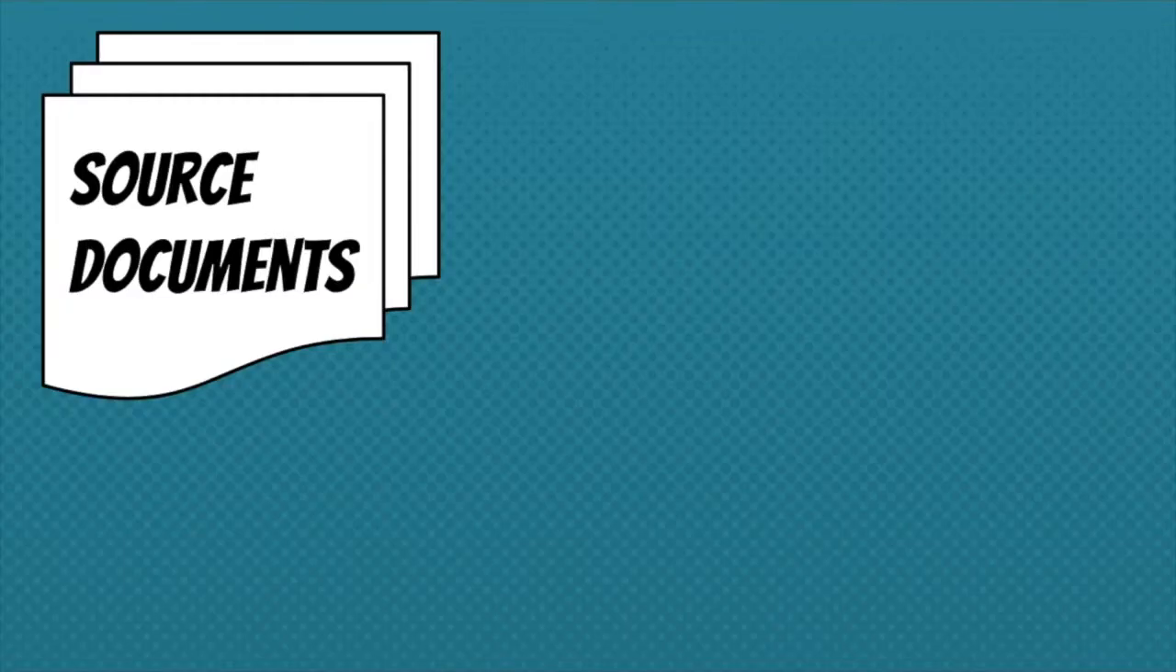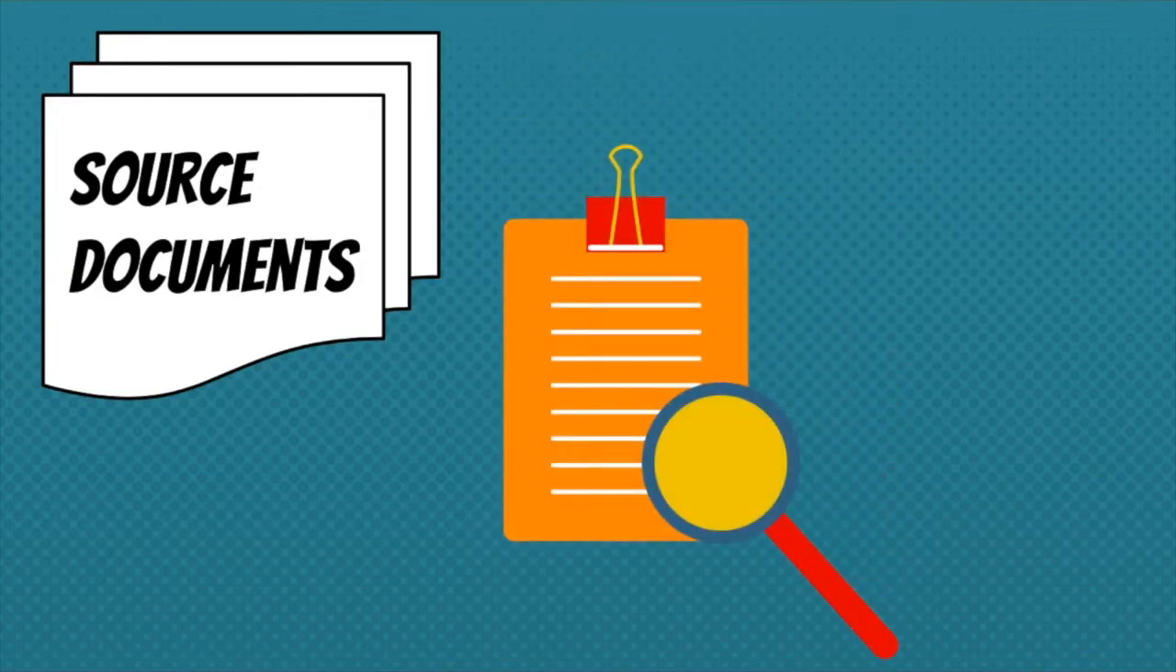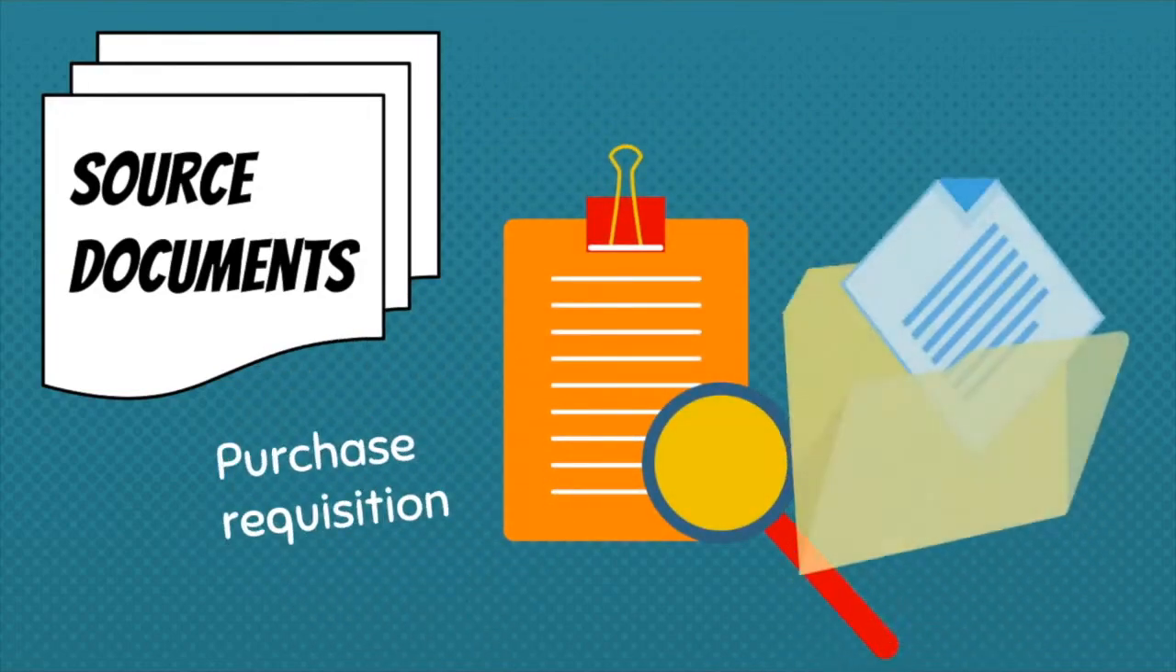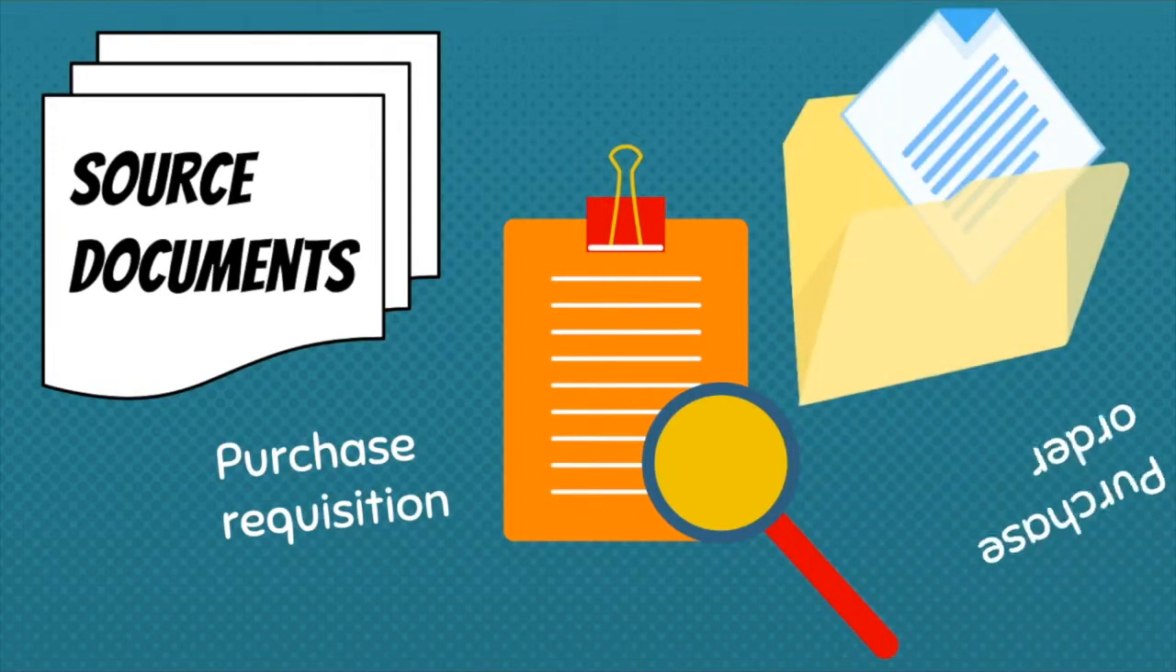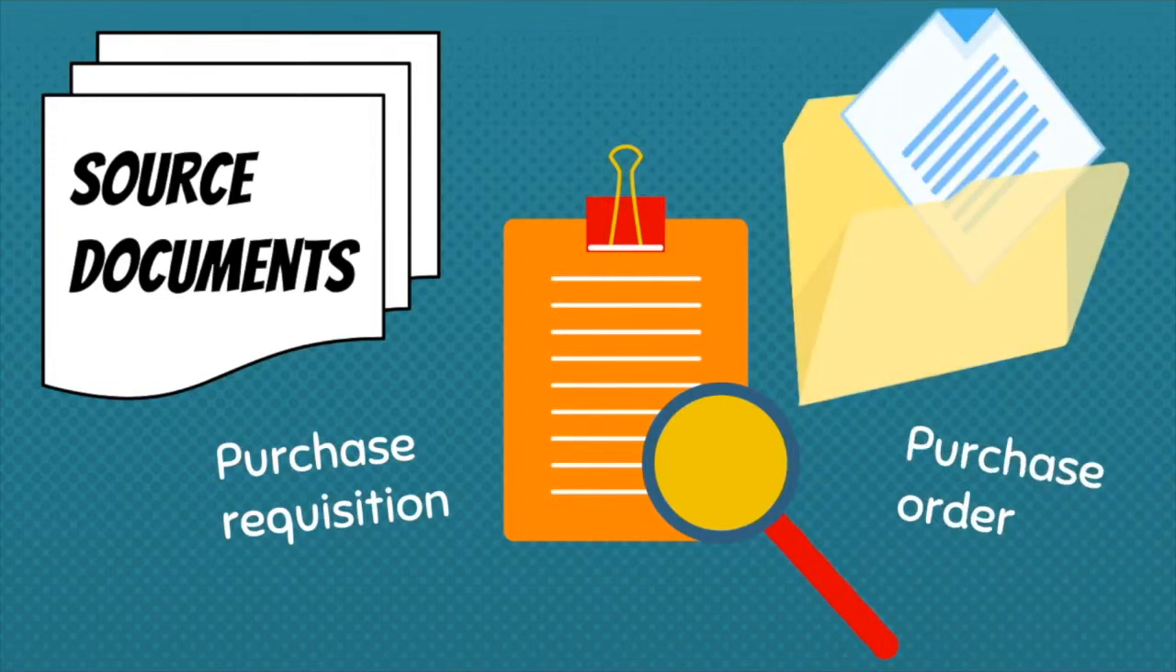Next up, let us take a look at the source documents. The need to purchase goods or supplies often results in the creation of a purchase requisition, while a purchase order is a document or electronic form that formally requests a supplier to sell specified products at designated prices.